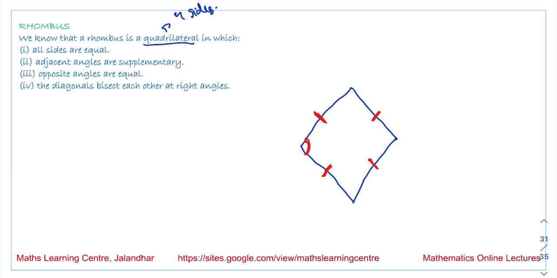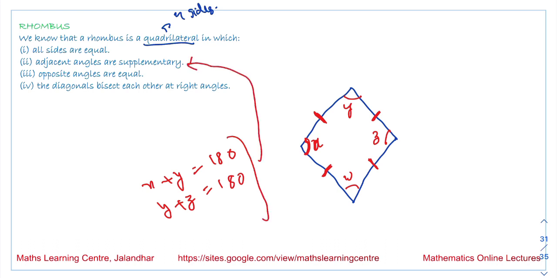Adjacent angle means if we say this angle is x, this is y, this is z, and this is w, then x plus y is 180, y plus z is 180. These are the properties that we have. Next, opposite angles are equal. Opposite angle means x and z are equal, y and w are equal.